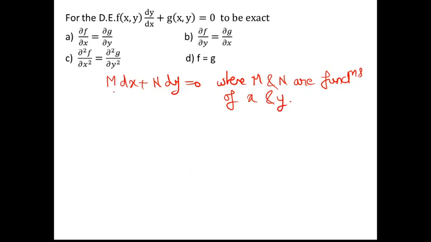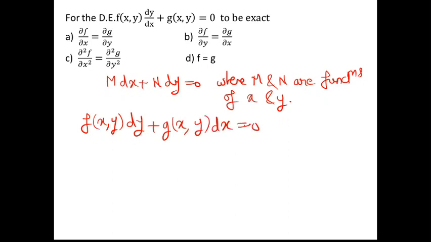So this is the differential equation given. First we will put this in this form. So I can write this as f(x,y) dy plus g(x,y) dx is equal to 0. Now note here, the coefficient of dx is M. So here M is nothing but g, and what is N? N is nothing but f.